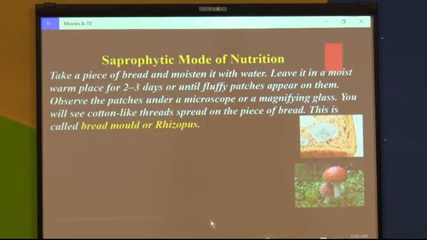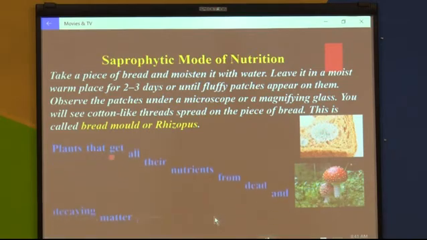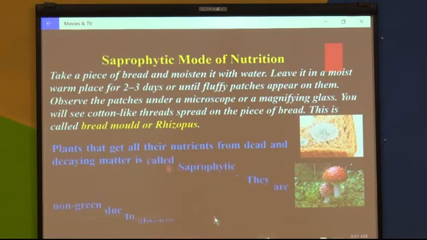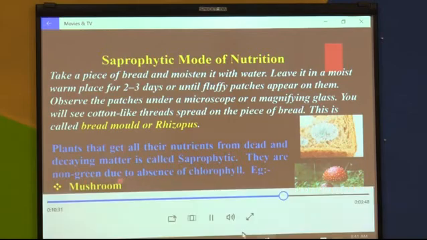You will see cotton-like threads spread on the piece of bread. This is called bread mold or Rhizopus. So why does this occur on that bread? Because of this, that bread is not eatable, so we cannot eat that bread. Plants that get all their nutrients from dead and decaying matter are called saprophytic, and they are non-green due to the absence of chlorophyll.